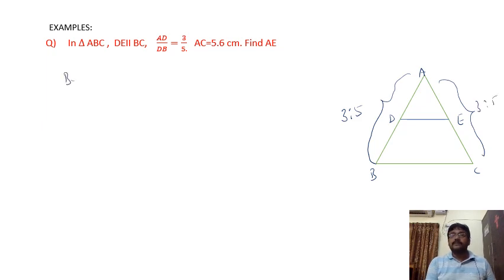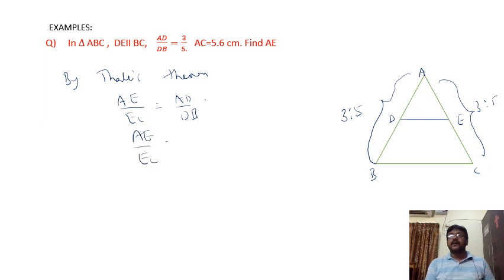So by Thales theorem, what can I conclude is, AE by EC is equal to AD by DB. That is, AE by EC is equal to 3 over 5. That means AC is also divided in the ratio 3 is to 5, in fact by E.